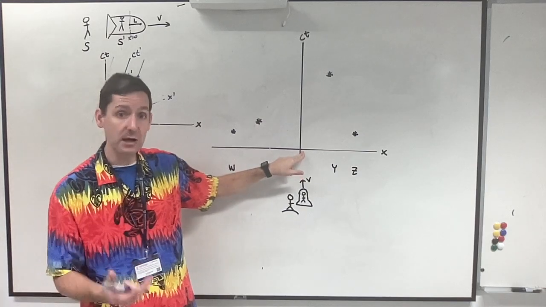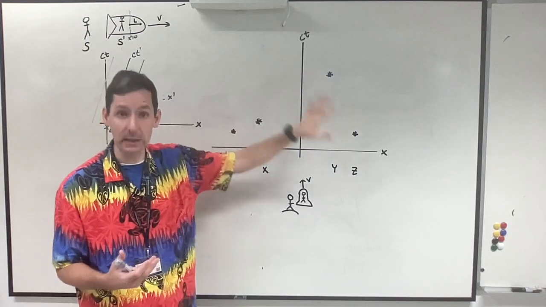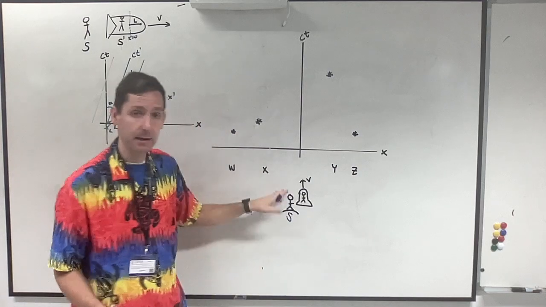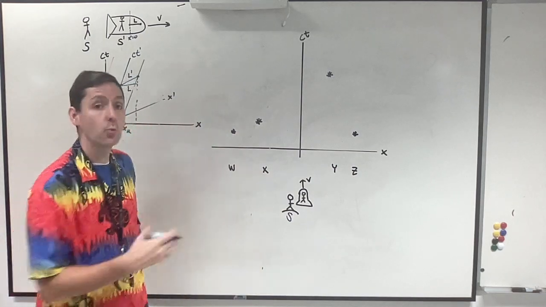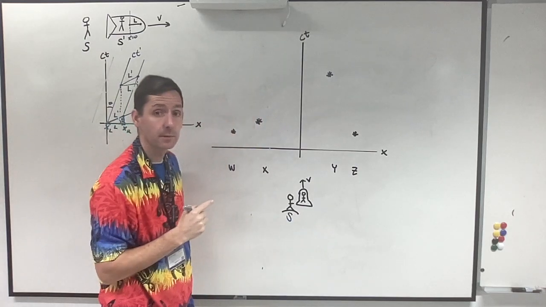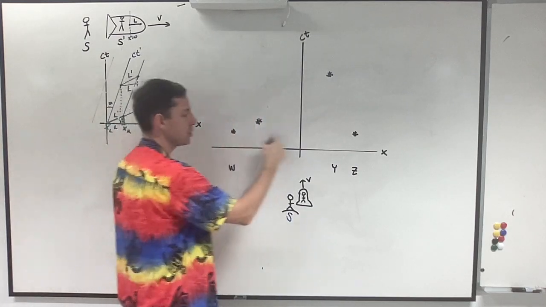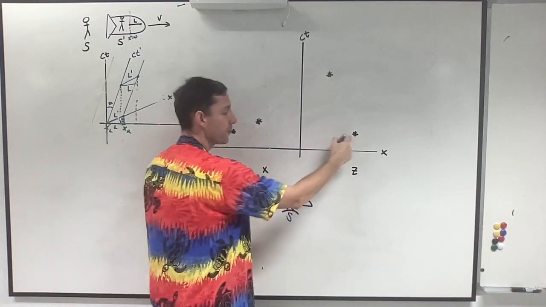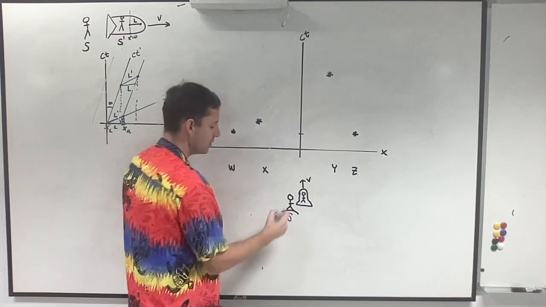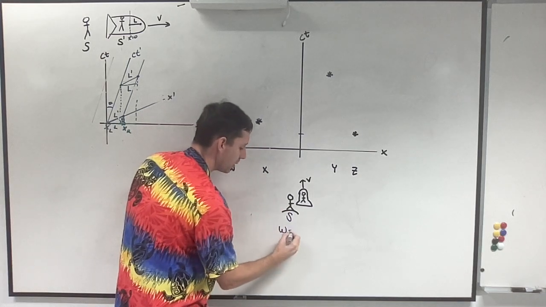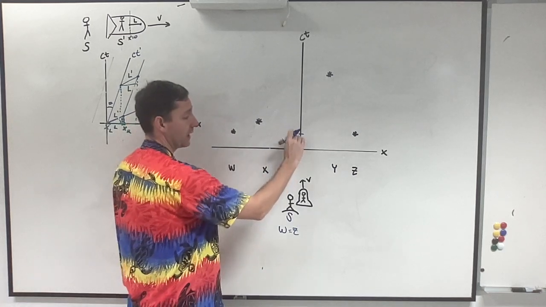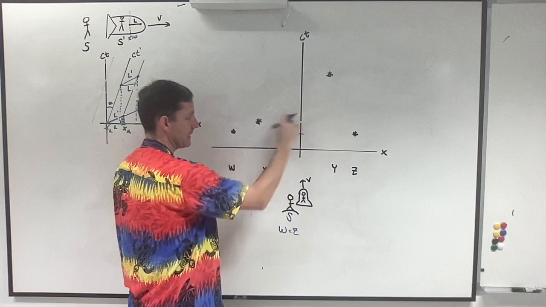If we go with his viewpoint here, this is the viewpoint of my S, my guy that's stationary, then what that person will see is just according to the CT. You can see that W and Z both happen at the same time. So S would see W and Z at the same time. Then, moving up the time axis, they would see X.